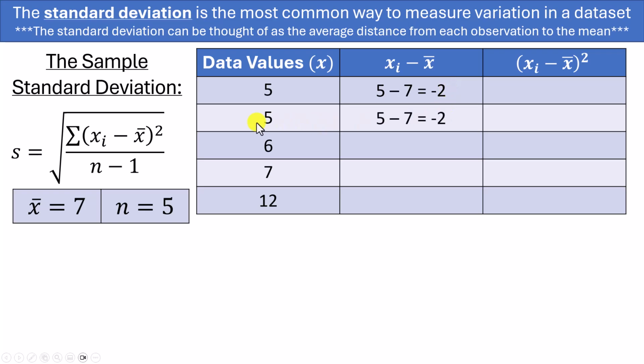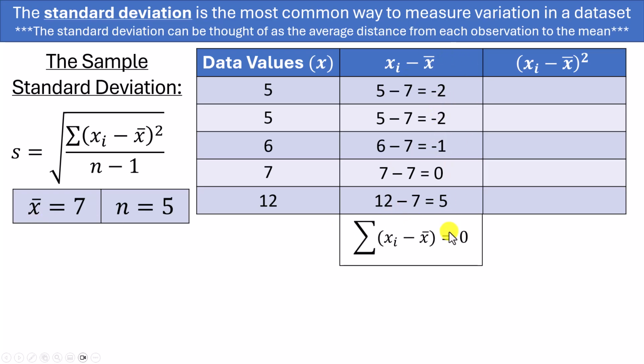We'll have the same result for our second row. 5 minus 7 is negative 2. And for the third row, we will have 6 minus 7, which is negative 1, 7 minus 7, which is 0, and finally 12 minus 7, which is 5. This column is simply taking each data value and subtracting the mean of 7. Remember that if we sum up all of the deviations, which are these values in the second column, we're always going to get 0, because the mean is the balancing point of a dataset.